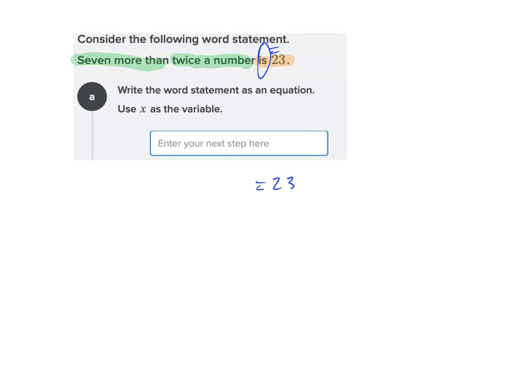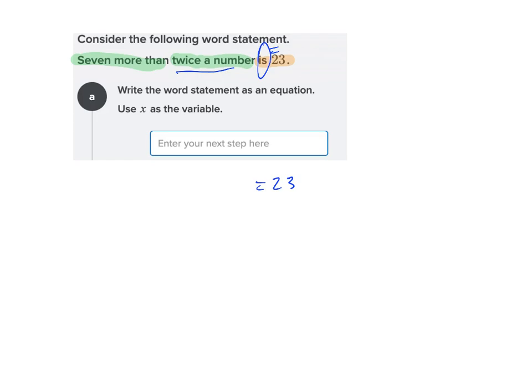Now, twice a number. So when I'm trying to explain it, I always just think, hey, if I have $5 and someone tells you you have twice as much as me, how much money do you have? And most of you can figure that out. And what did you have to do? Well, you had to multiply it times 2, right? So that means twice a number is going to be 2x.